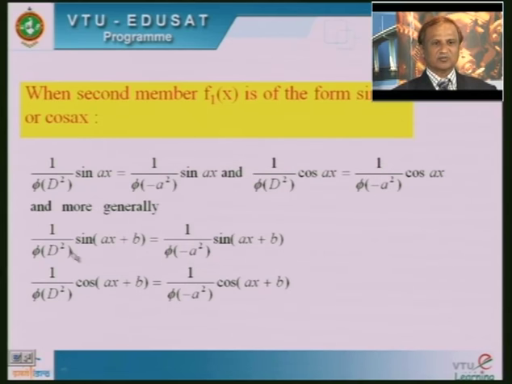Or more generally, we can say that 1 upon phi of D square sin of ax plus b is equal to, I will identify the term D square and replace it by minus times of a square, sin of ax plus b, where a is present. It is the coefficient of x, so a is a known value. Or in the case of 1 upon phi of D square cos of ax plus b, it is 1 divided by phi of minus times of a square cos of ax plus b. Again I will replace D square by minus times of a square.